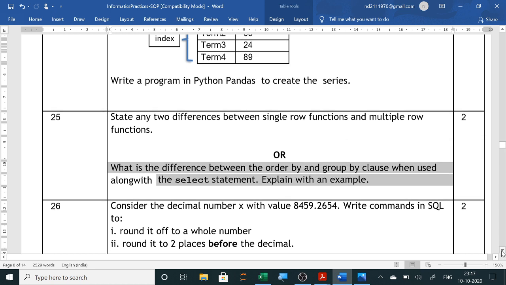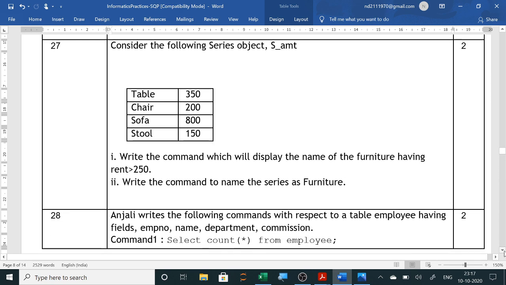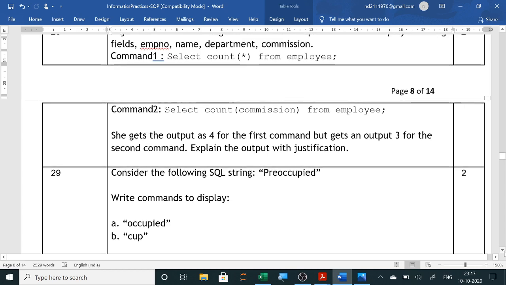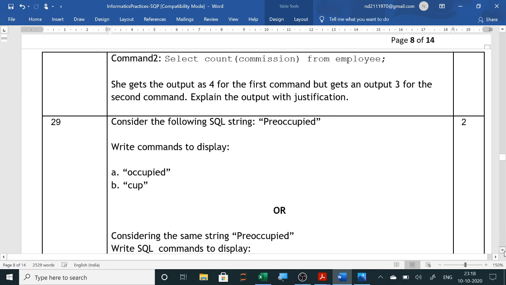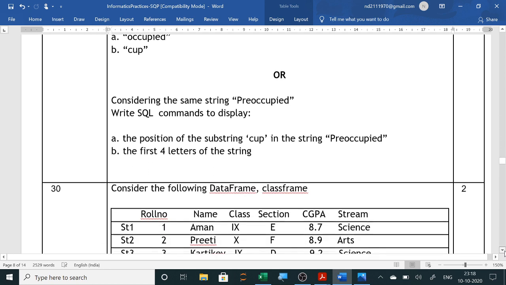The next one. Now the next question is you have to use a function, that is the round function, and you have to round it off. So this is of 2 marks. Then a series they have given and you have to display the name of the furniture. So you have to check here. You can use the where method here and you can display the outputs. Next is select star and select commission. This also we have done. So all the questions almost we have done. We will do all the questions in detail.